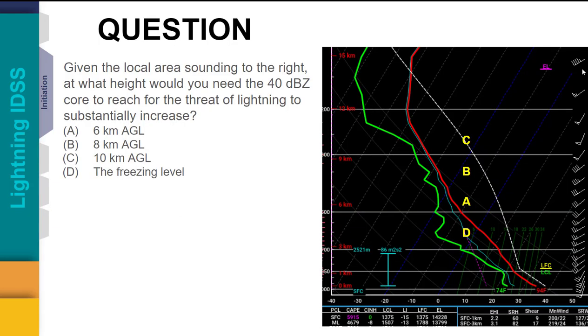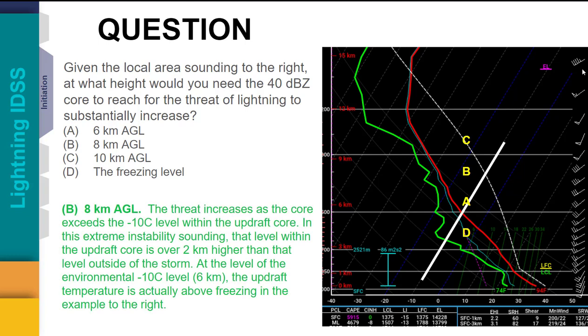Try this question. Pause the video if more time is needed. Remember that our focus is the -10°C level within the updraft core, so for positive buoyancy to exist, that level must be higher within the updraft than outside of the storm. For very unstable environments, the updraft -10°C level can be over 2 kilometers higher than the general environment -10°C level that the sounding shows. The correct answer here is B.